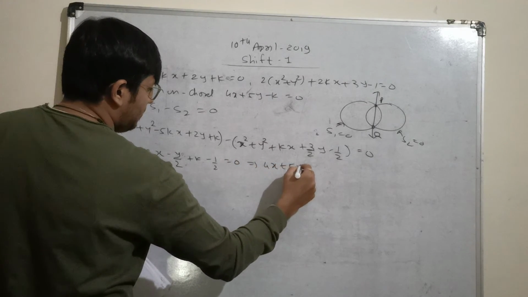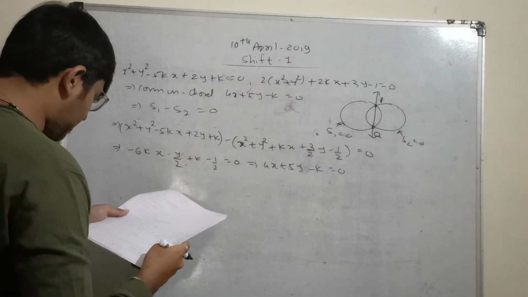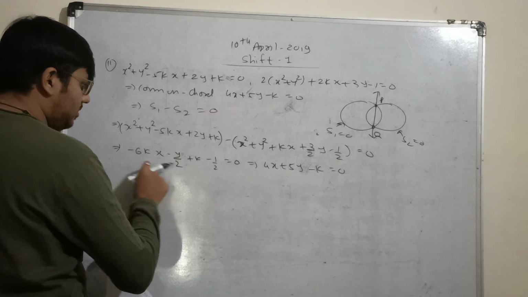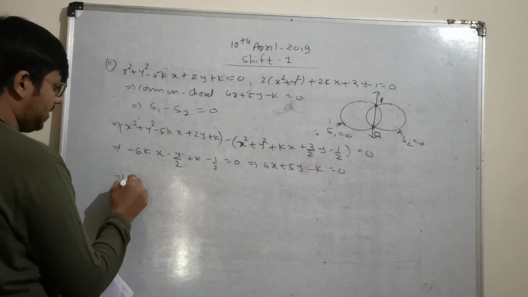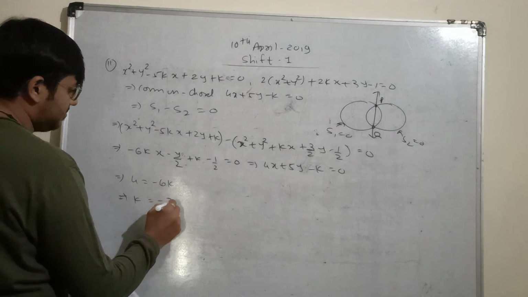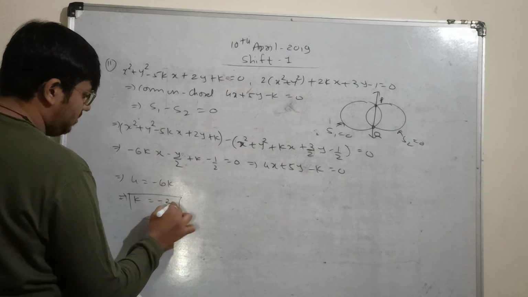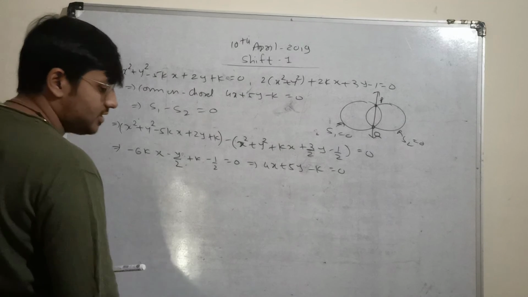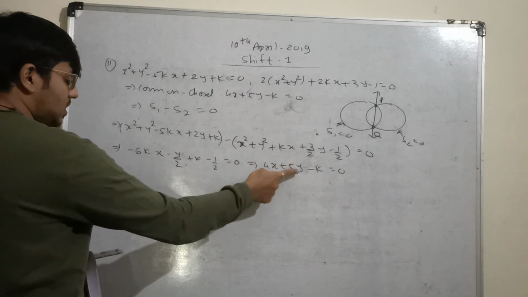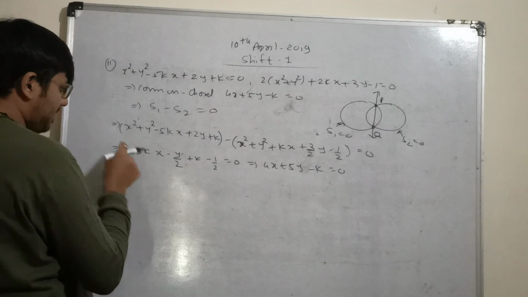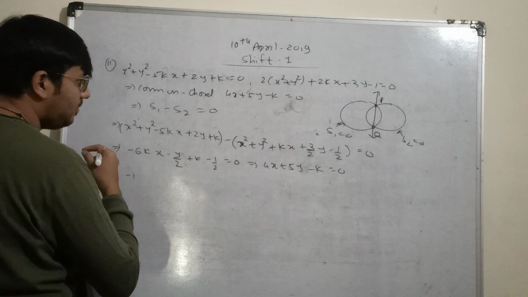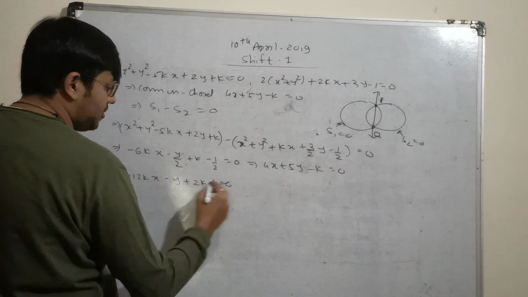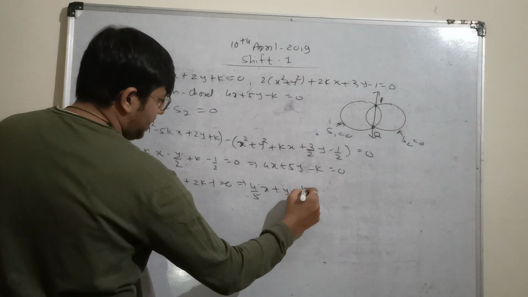Now compare this equation with 4x plus 5y minus k equals 0. If you compare the coefficient of x, first of all I need to make one of the coefficients equal, so I need to compare the coefficient of y. So what I'll do, I'll multiply by 2, giving the equation with x, y and a constant term, and then compare with 4 by 5x plus y minus k by 5 equals 0.